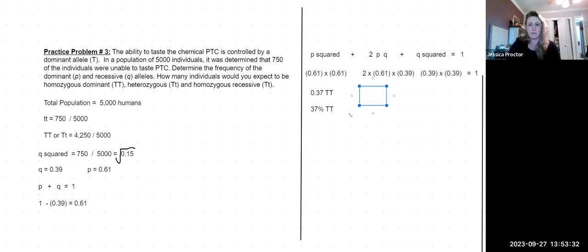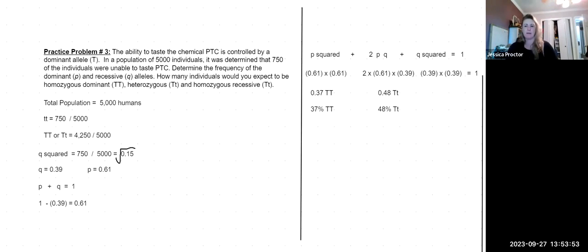Cool. So 0.48 is going to be our value for the heterozygotes. If we want that as a percentage, we just move our decimal 2 places, and that becomes 48%. Okay, so we know that 48% of our breeding population is heterozygous for the ability to taste PTC.